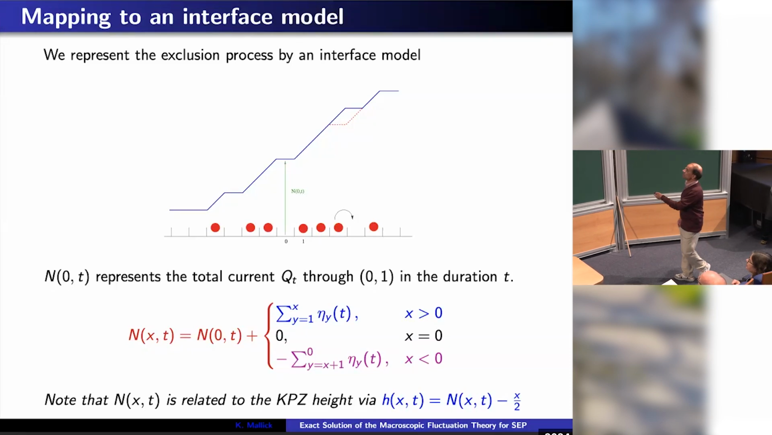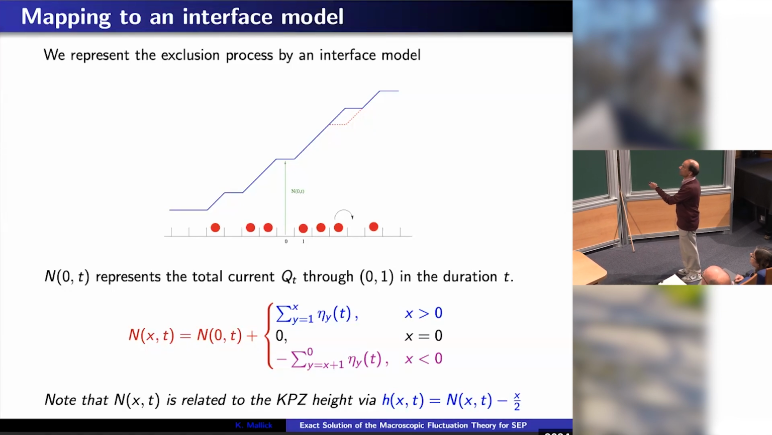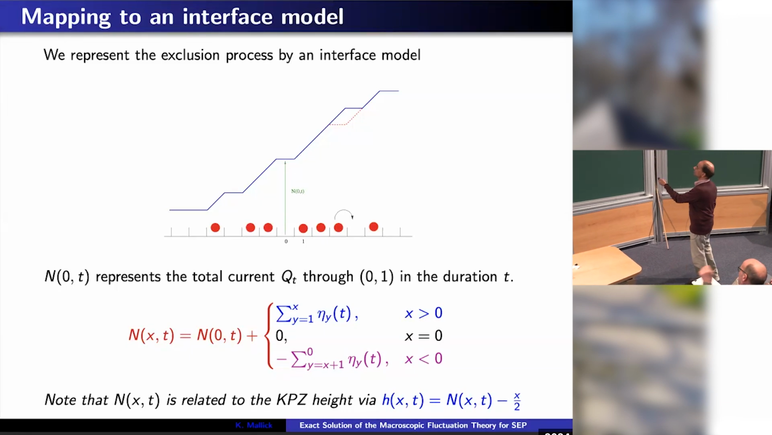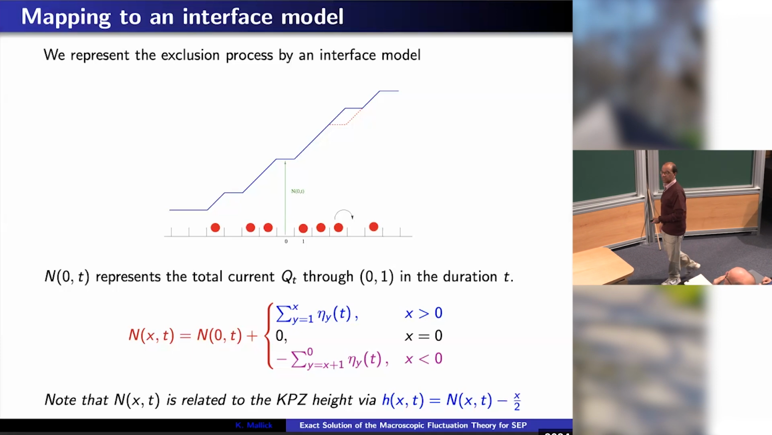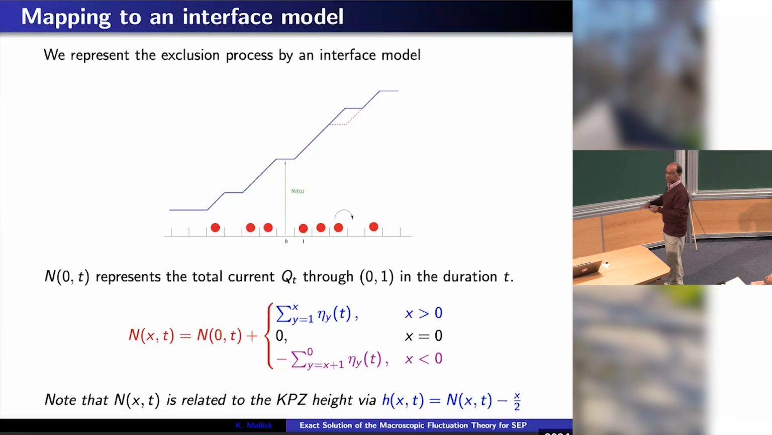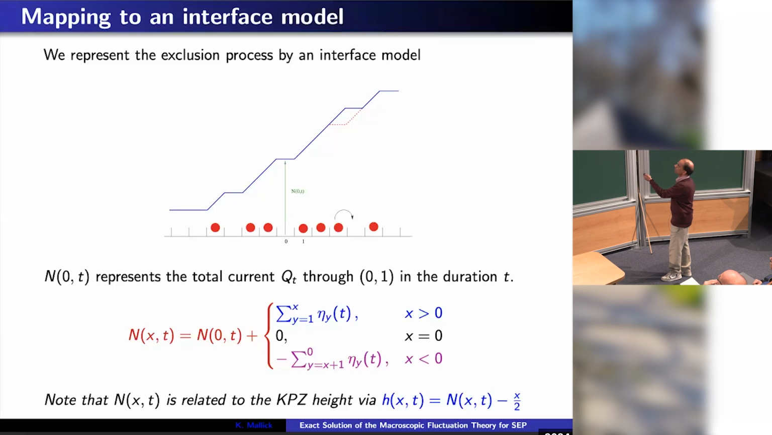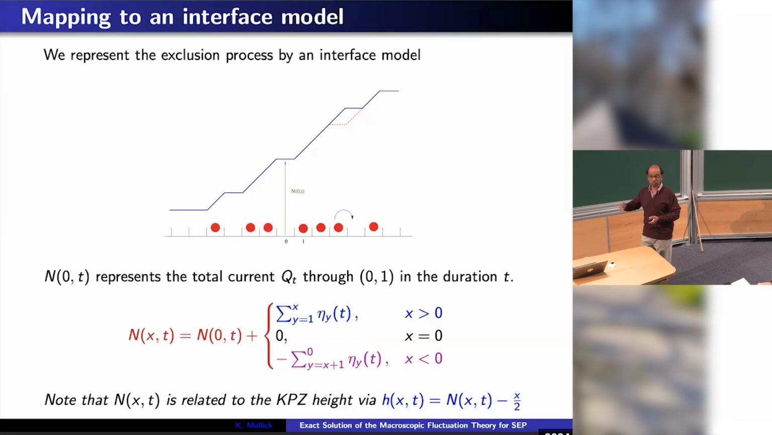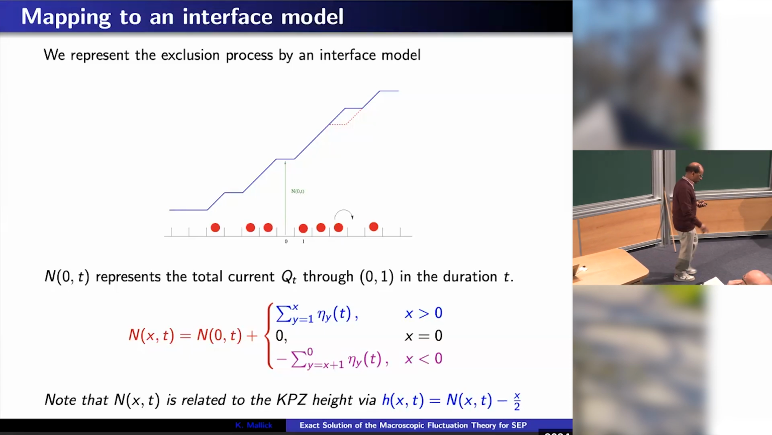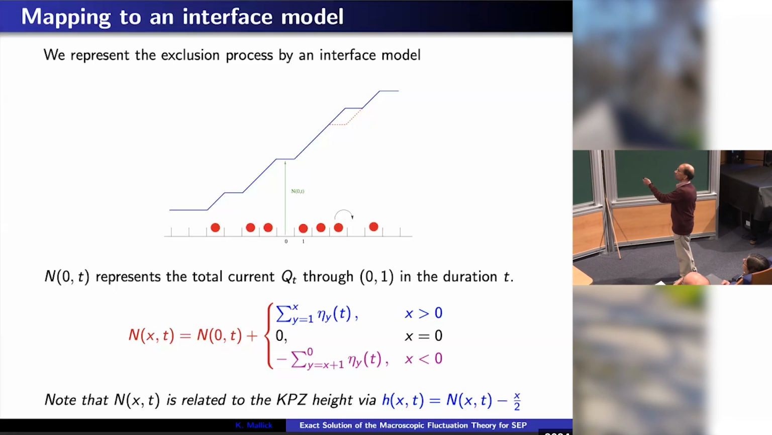Essentially, it's a slight variation. Usually you have ups and downs. Here, when the site is empty, my interface is flat, and when the site is occupied, I go up by 45 degrees. So this configuration is represented by this blue slanted curve. And of course, I have to fix the overall height of this curve, because for the moment I'm just fixing the slopes. So the overall height of the curve above site 0 is given precisely by my total current that has gone through the 0, 1 bond, counted, of course, with algebraic signs. So now I know exactly the interface.